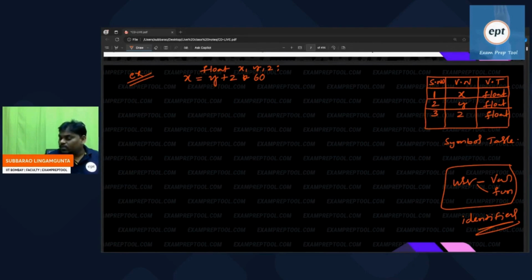The things which are not there in the symbol table will be there inside the compiler. That is the meaning of compiler. The compiler is installed in my computer. Indirectly, your compiler is telling your computer that only these operators are allowed, only these keywords are allowed. Okay, fine.